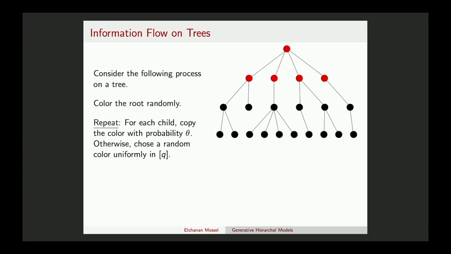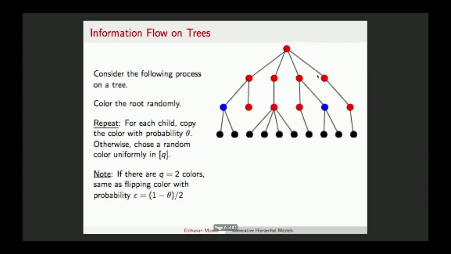So that's my process. Maybe my theta here is pretty large, maybe it's 3/4 or something, so I mostly copy. But once in a while, I decide to re-randomize, and maybe I re-randomized here and here. When I re-randomize here, I got the same color, which is red. When I re-randomize here, I got a color that is blue.